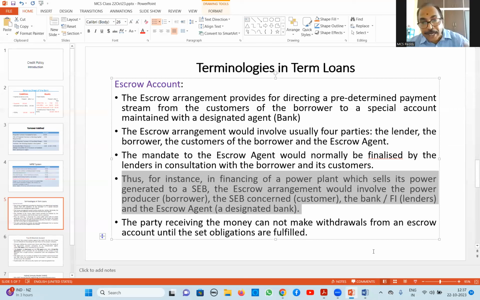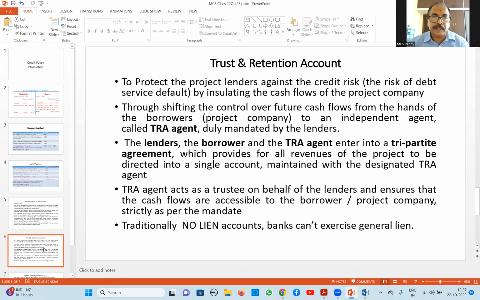So here an escrow arrangement or agreement will be there. In this agreement, all 4 people will sign and funds will be utilized in the waterfall mechanism. This is called the escrow account. And the second account I will tell you is TRA, the trust and retention account. In the escrow account, the borrower's interest is there.